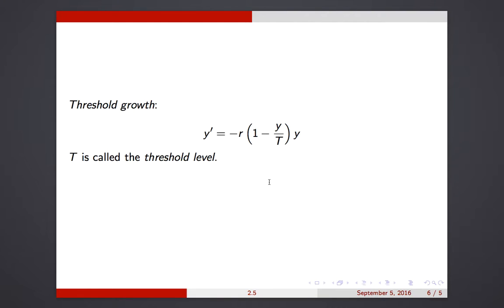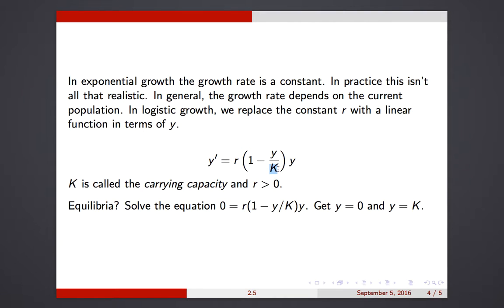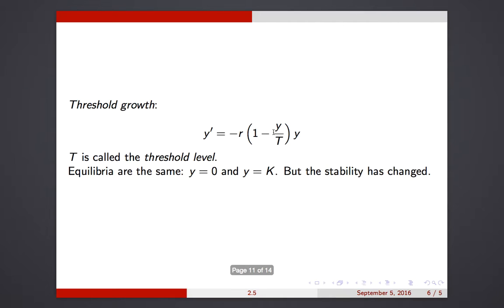Threshold growth is the same, except notice I changed, for notational purposes, this K to a T for threshold, and now I've slapped a negative out front. So I still have a linear function here times y, I've just changed the sign of it, now it's negative. So it's sort of the opposite of logistic growth. Notice though that putting a negative out here doesn't change when y equals 0, it doesn't change when y prime is 0.